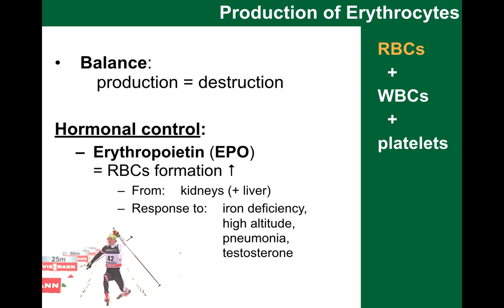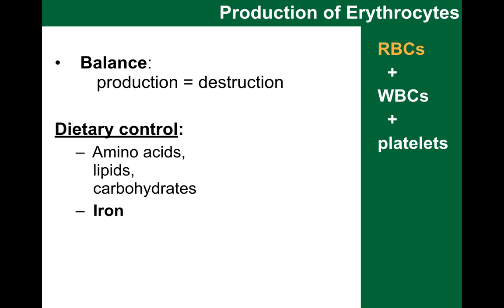Let's talk about another type of control: control of red blood cells with diet. Amino acids, lipids, and carbohydrates are needed for red blood cell production. And of course, iron too. So, while free iron is toxic, it is necessary for the body and is stored in the body bound with proteins.